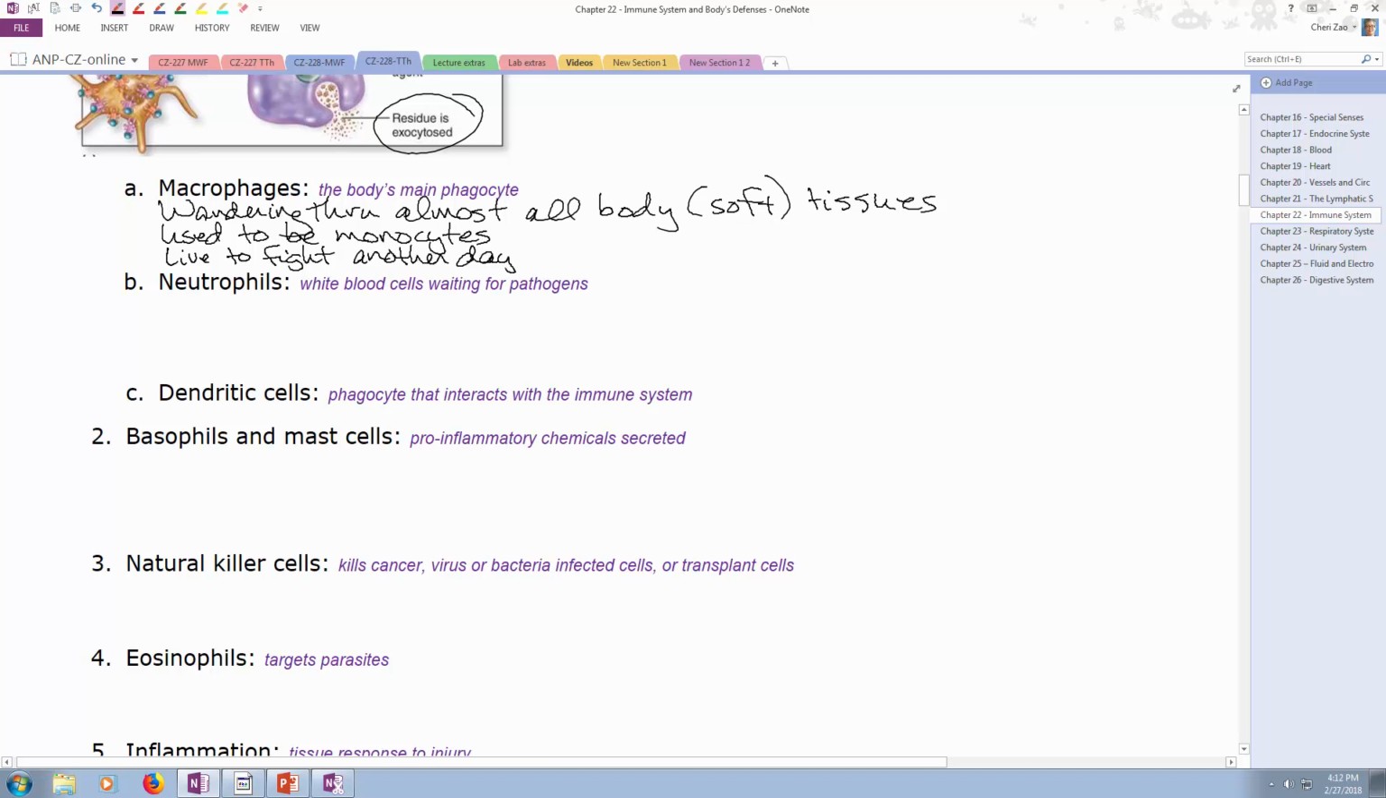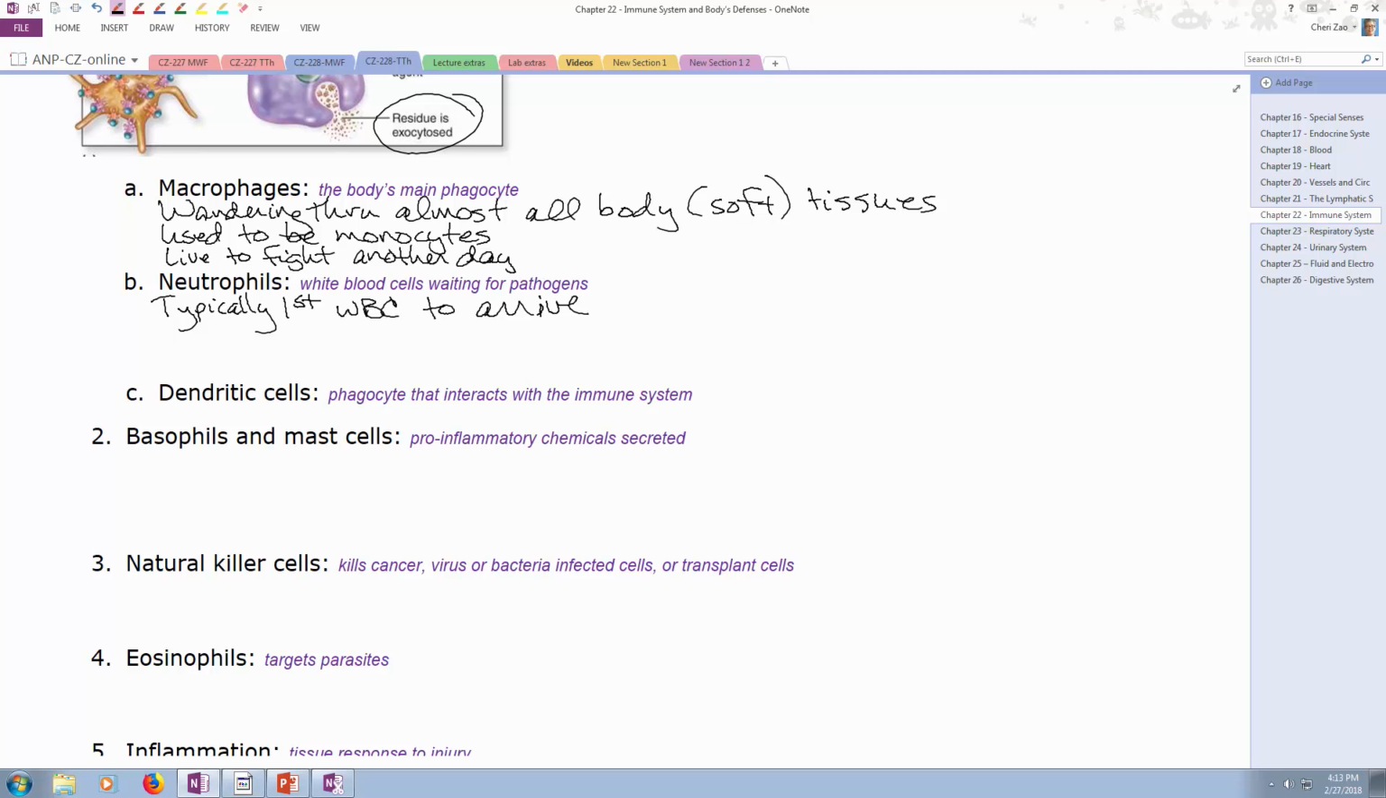So after they engulf the pathogen and digest it and everything and get rid of it, they go on and do it again. Unlike our neutrophils, neutrophils also are white blood cells waiting around for pathogens. They do the phagolysosome process. However, they are typically the first to arrive. So typically the first WBC to arrive in the area where we're actually getting infestation or penetration of our pathogen.